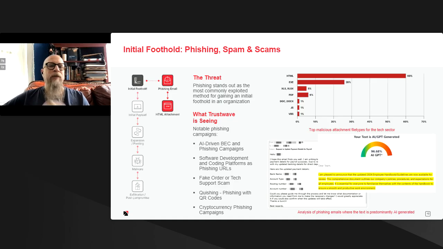Cryptocurrency, I mentioned QR code phishing, quishing, they're calling it now. Quishing, smishing, and phishing. Too many of these. Too many. Stop.